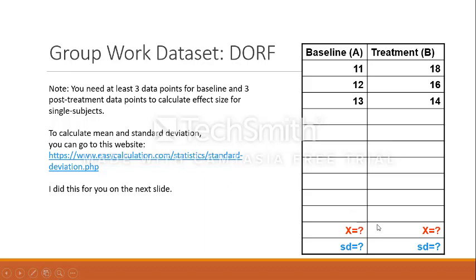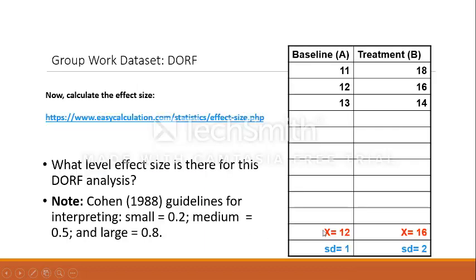So your first thing that you need to do on your own, I'd like for you to calculate standard deviation and mean. You can either do it in Excel like I taught earlier, or you can just go to this website and you can enter the data and it will give the means and standard deviations. So I did this for you on the next slide. It shows the means and standard deviations are 12 and 1, as well as 16 and 2 for pre and post treatment. You need an effect size.